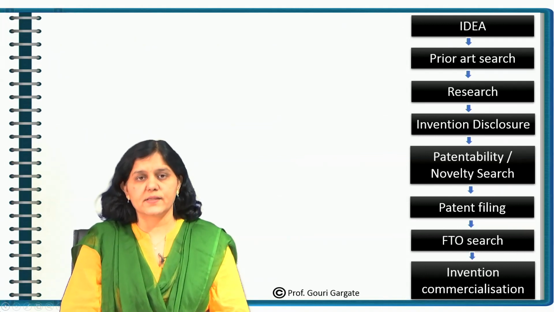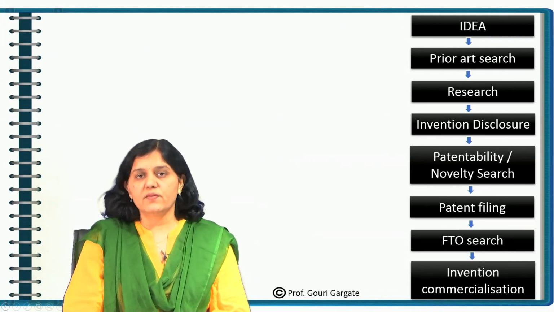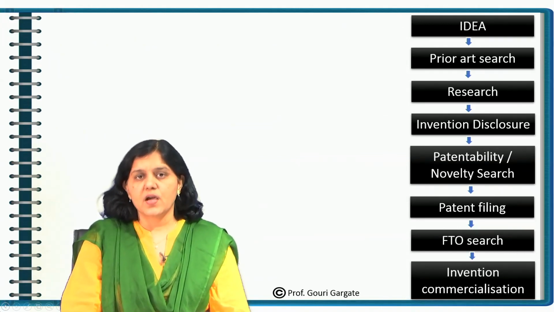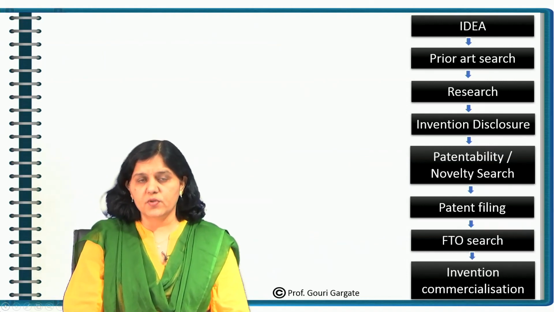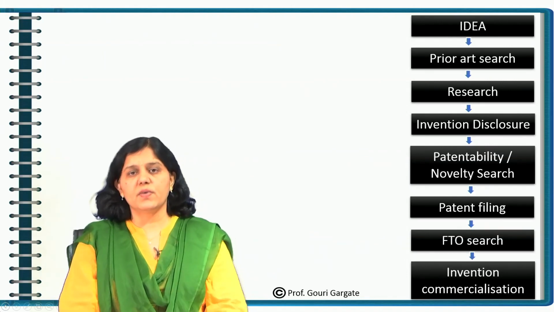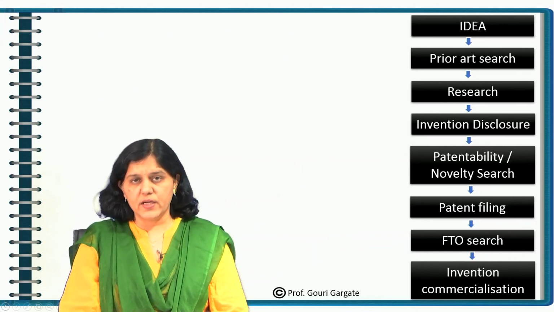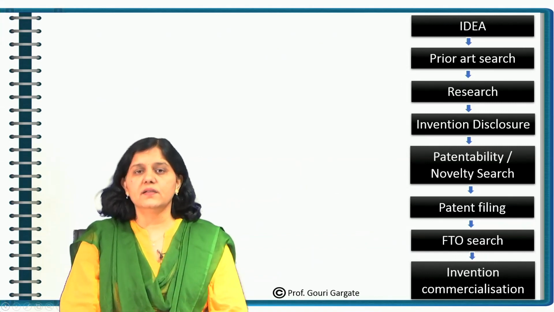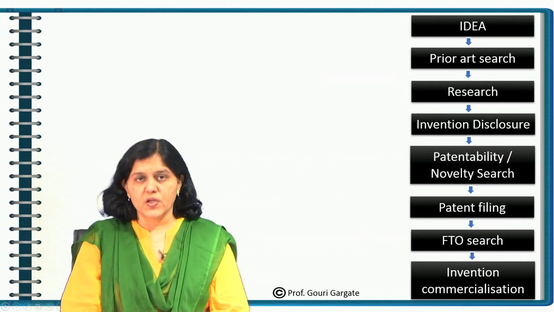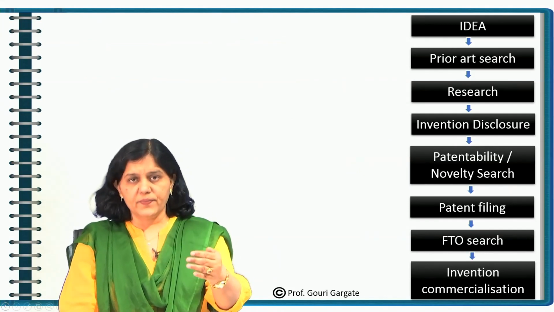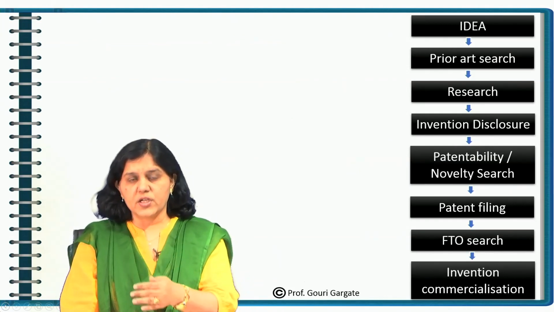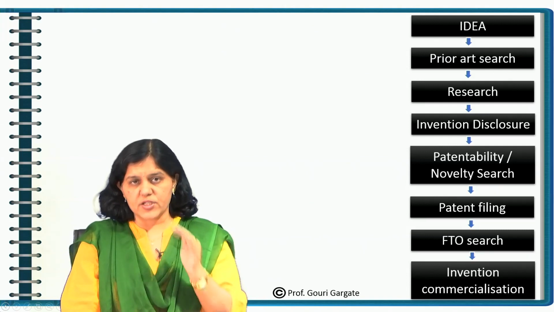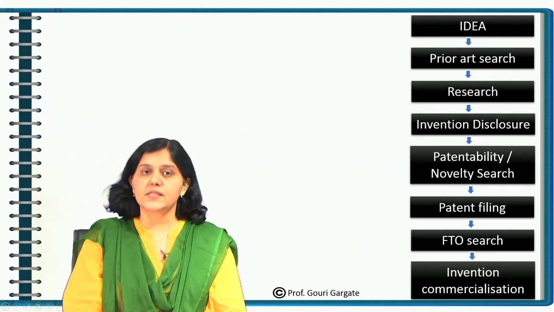So, that is necessary. The next is invention commercialization. Once you are sure about the freedom to operate report and sure there will not be any infringement issue, then you can start the commercialization activity. So, this is the idea, from the invention disclosure to the commercialization. This is a general cycle.